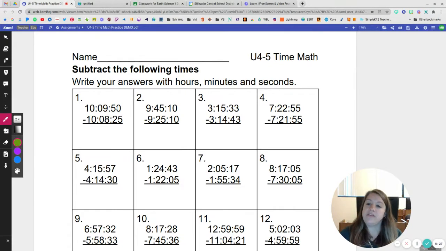So if I start with my normal math skills all the way over to the right over here, 50 minus 25 is going to be, bear with my drawing so that it's legible, 25. And then I put my colon in, and then 9 minus 8 is going to be 1, 0 minus 0, 0, 10 minus 10.